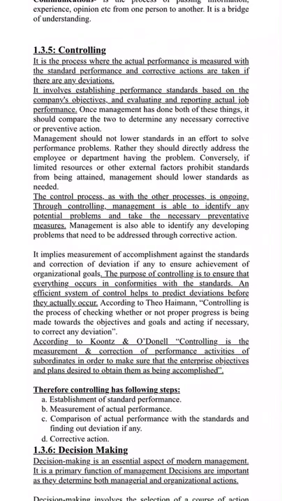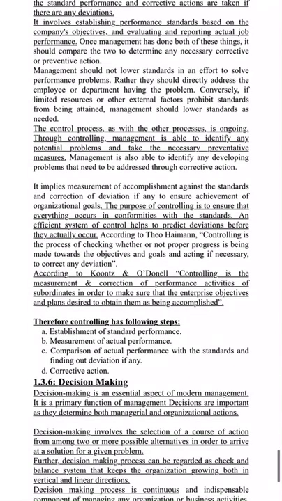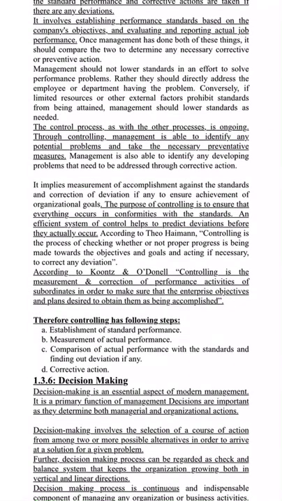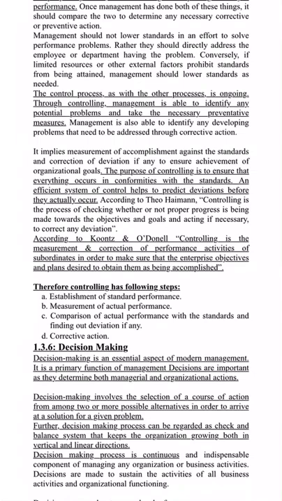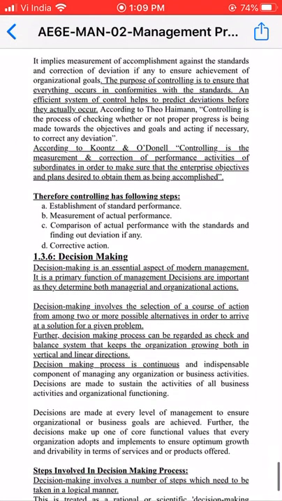We need to check the comparison between the actual performance and standard performance, and if there is a gap between them, then we need to take corrective actions. Okay, and so this fourth step is what? Your corrective actions. If there is a gap between the standard performance and your actual performance, then we need to take corrective actions to reduce this gap. So this is about your controlling function.